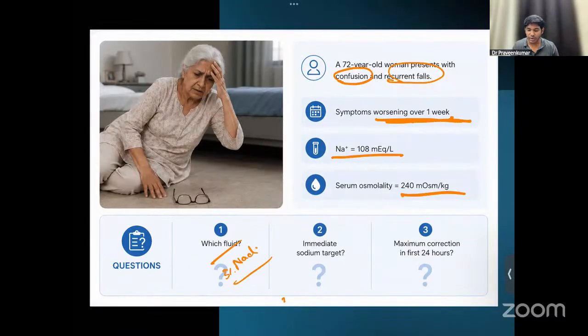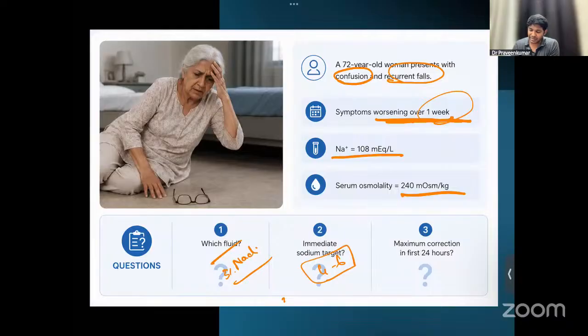Symptoms worsening over 1 week. So what is the treatment target here on day 1? It is chronic hyponatremia. What is the treatment target? Yeah, you can tell 4 to 6. Basically on day 1, it is 4 to 8, but I don't want to confuse you more. You can stick to 4 to 6. So 4 to 6 is the immediate sodium target.